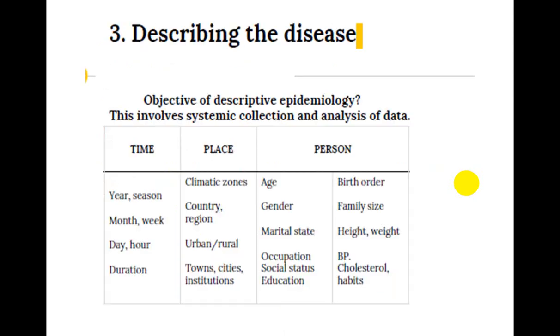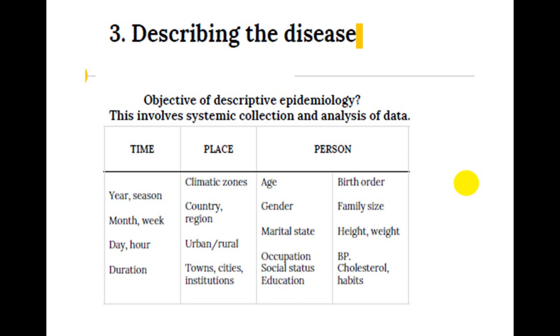Third, we have describing the disease, and this is divided into a systematic collection and analysis of data according to time, place, and person. Time: year, divided into seasons, month or week, day or hour, duration. Place: climatic zones, country, region, urban, rural variations, towns, cities, institutions. Persons: age, gender, marital status, occupation, social status, education, birth order, family size, height, weight, cholesterol, habits, etc.